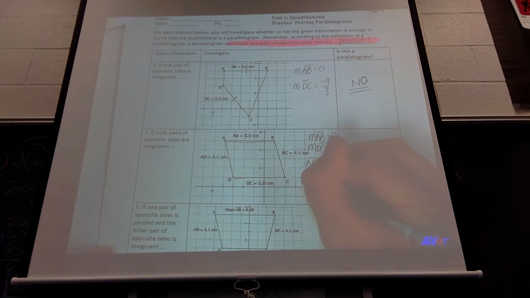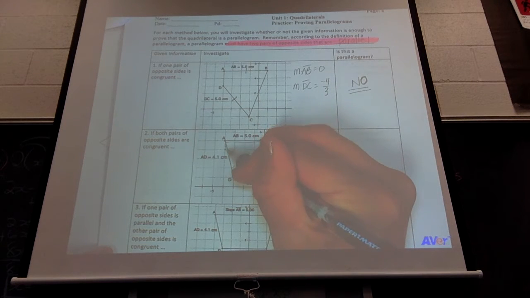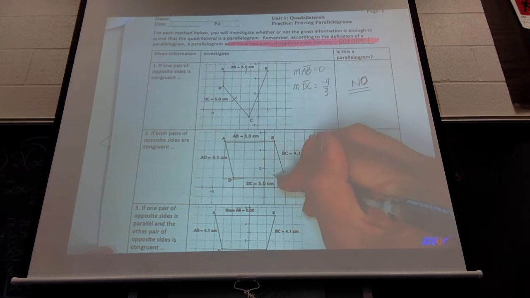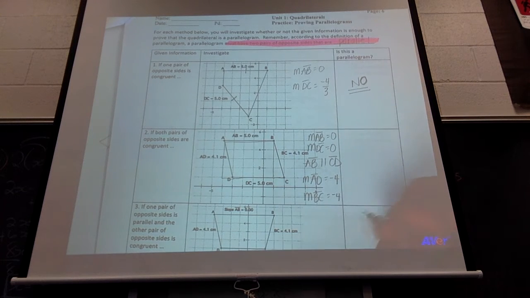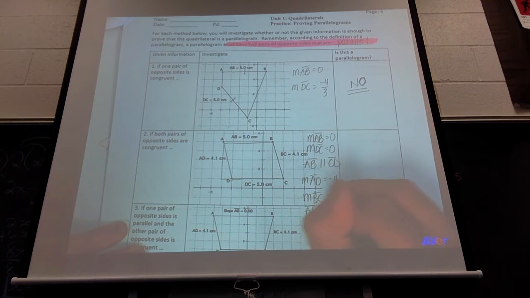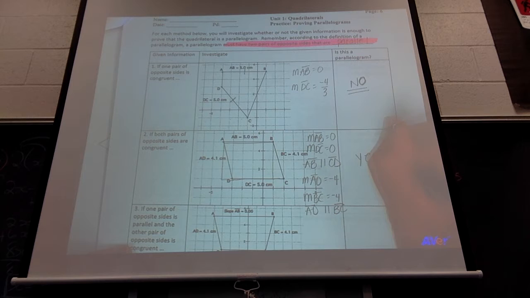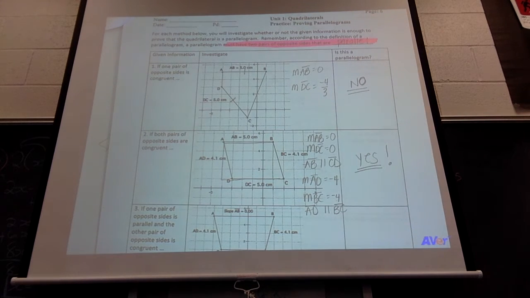So I'm going to find the slope of segment AD. I'm going down 4/1, so -4. Remember, the slope is rise over run. And the slope of BC, down 4/1, is also -4. So the segment AD is parallel to the segment BC. Since I have 2 pairs of opposite sides that are parallel, this is a parallelogram. And so I just want to recap what we found. We have found that if both pairs of opposite sides are congruent, then yes, indeed, we will have a parallelogram.